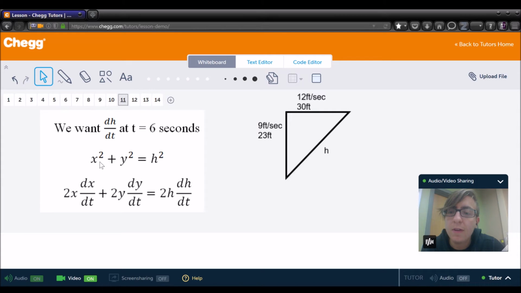What we'll have is we need to take the derivative of x squared, y squared, and h squared. So we know to take the derivative, if we use the power rule, we bring the 2 down. And then we have 2x times the derivative of x with respect to time, plus 2y, bringing the 2 down, times the derivative of y with respect to time, equals 2h times the derivative of h with respect to time. So we know that.